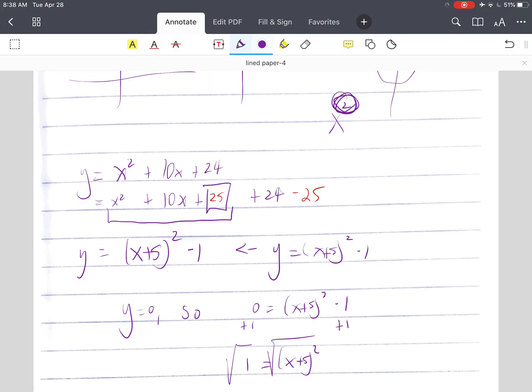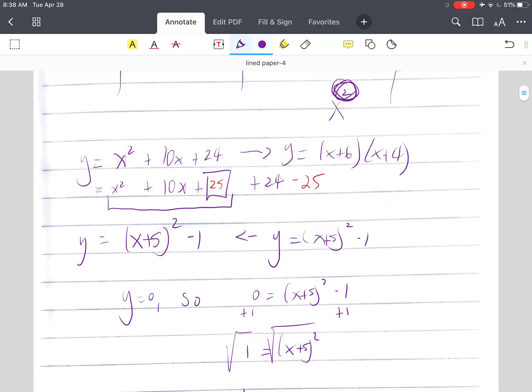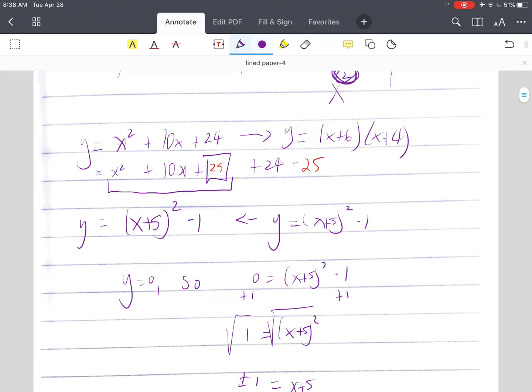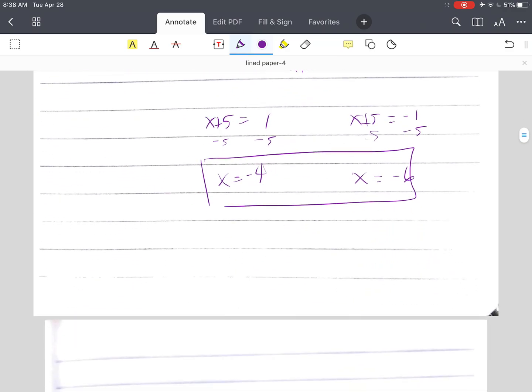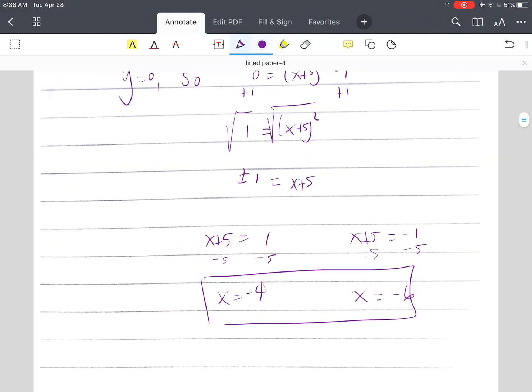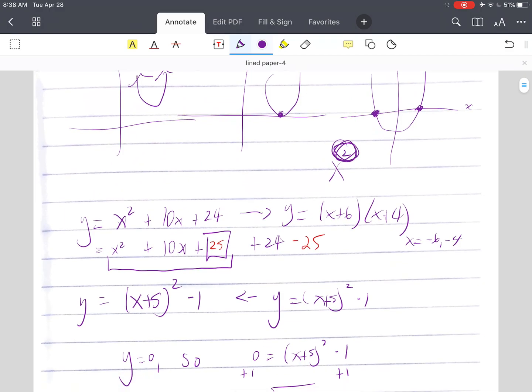But if you look at the original equation, x squared plus 10x plus 24, this equation is actually factorable. There are two numbers that you can multiply to get 24 and add to 10. Those two numbers are 6 and 4. And then if we were to use the zero product property, sorry, I didn't talk about that. If you were to set this to 0, you would have x plus 6 equals 0 and x plus 4 equals 0, which would give you x equals negative 6 and negative 4, which is exactly the same values that we got down here.